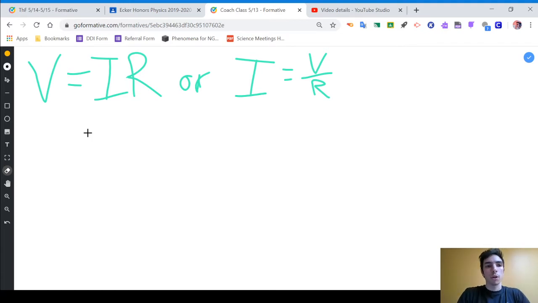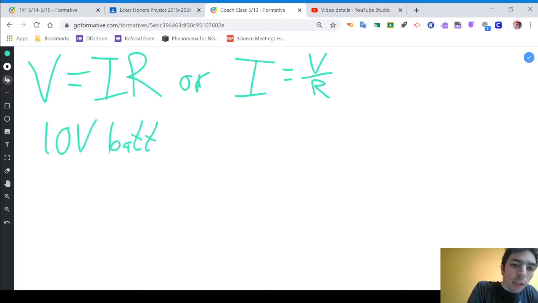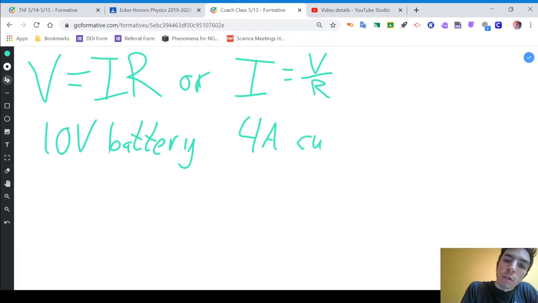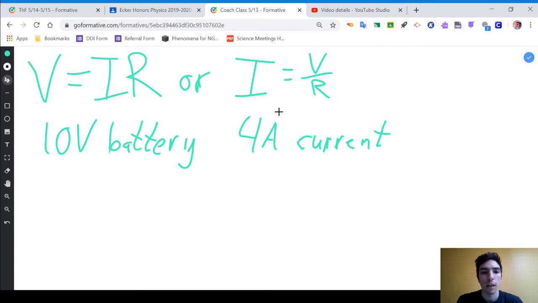Okay, now the problems that we're trying to solve today are very similar to the ones that you all solved yesterday. So let's go over a problem where we initially have a 10 volt battery. And let's say that we have 4 amps of current running through this circuit. You've used your ammeter and measured the current running through this circuit with this 10 volt battery and whatever resistor we have, and we measured that current to be 4 amps.